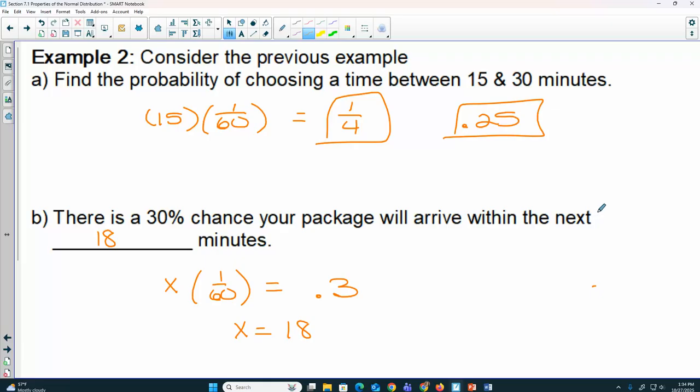Okay, any questions about that uniform distribution? Where did you get X from? I was just trying to find the number of minutes. So up here, I was just setting it up like this one where 15 was the number of minutes. And I was looking for that, so I just called it X.